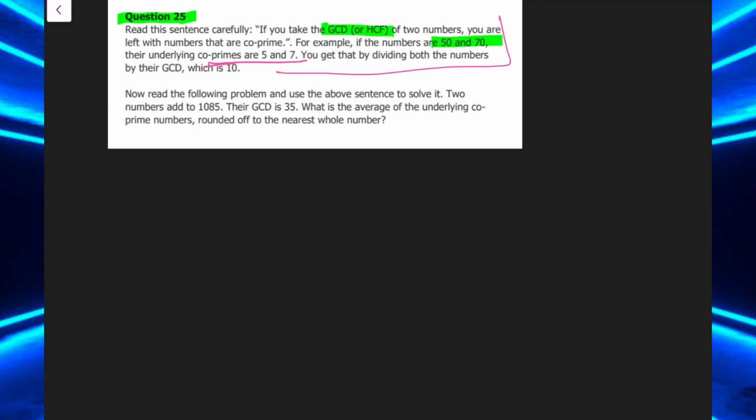All right, to proceed on, the problem at hand is two numbers that add to 1085. So we have two numbers, let's say A and B, and they add up to 1085, and their highest common factor, or the GCD, is 35. What is the average of the underlying co-primes? Now, to find the underlying co-primes, we first need to work out what is A and what is B.